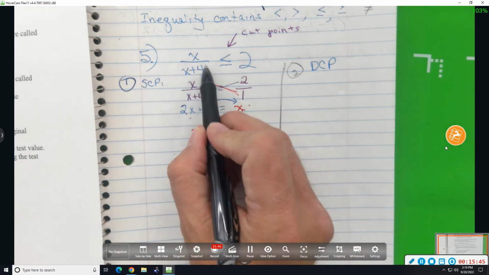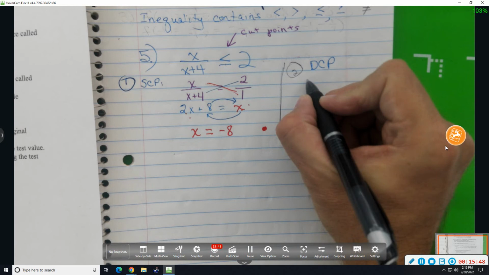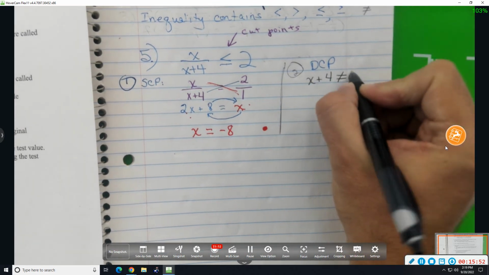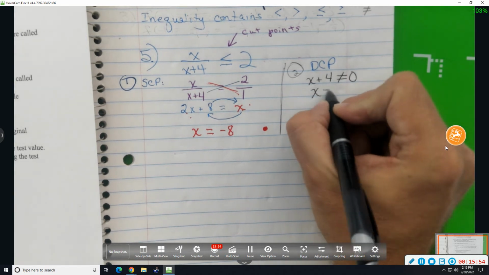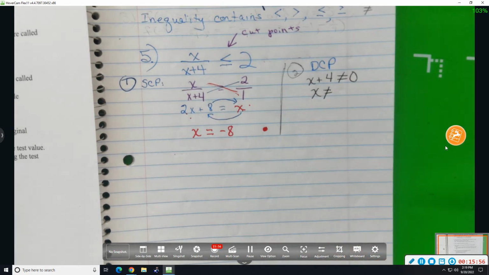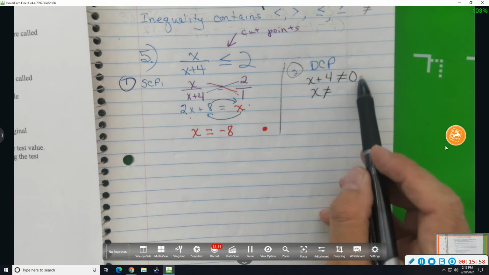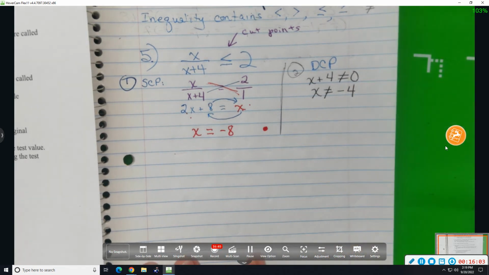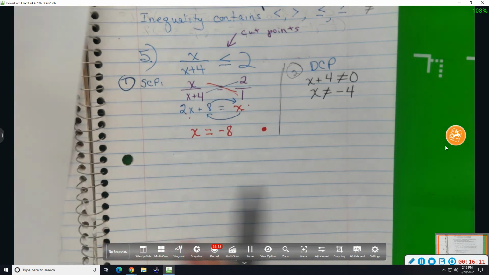The denominator of a fraction can't be 0. So x can't be what? Negative 4. Now, can y'all read that recipe and tell me, am I going to put an open or a closed circle here? I'll help you.